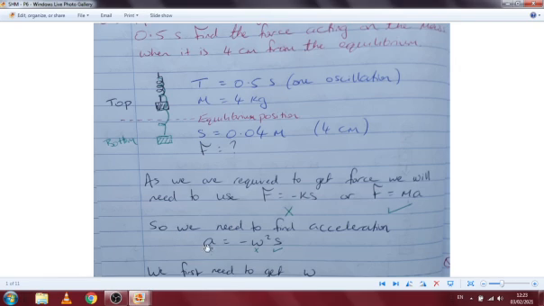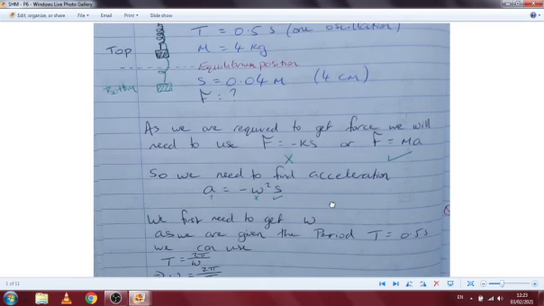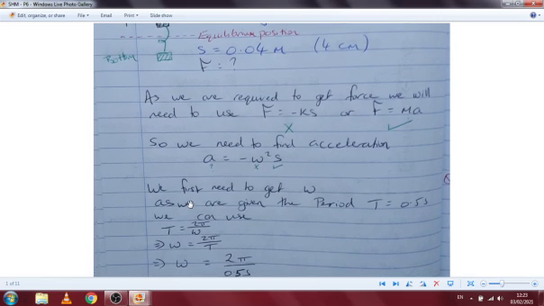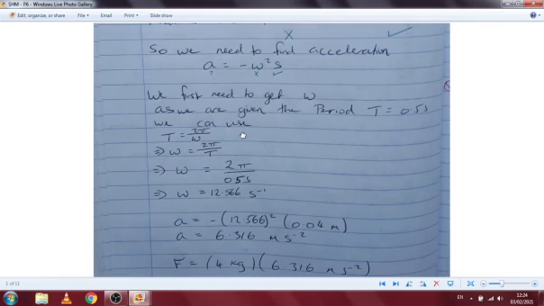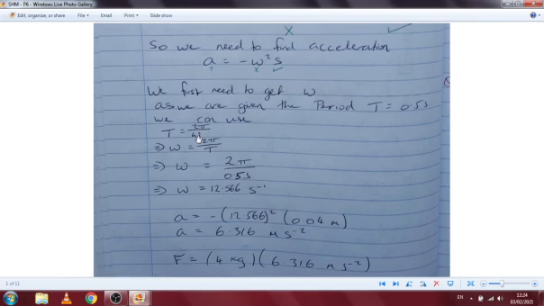So we need to find the acceleration, so we're looking for a. We don't know omega squared, and we do know s because we're given the displacement. So first we get omega. As we were given the period, T is equal to 0.5 seconds. We're told that in the question. Then we can use this other formula: T is equal to 2 pi over omega. So we can use this other formula to feed in the value we need there.